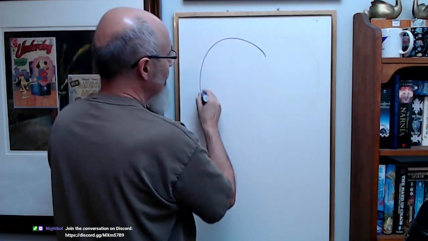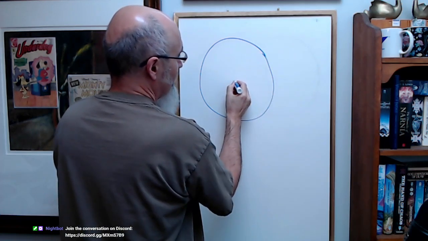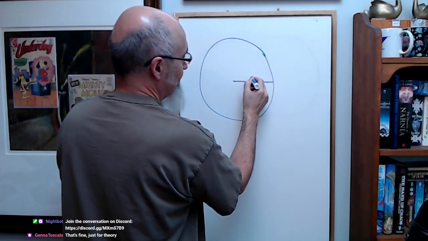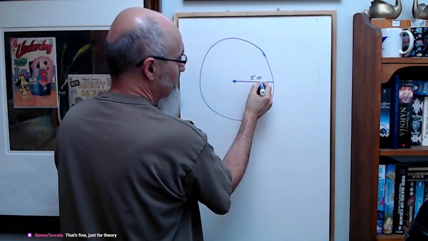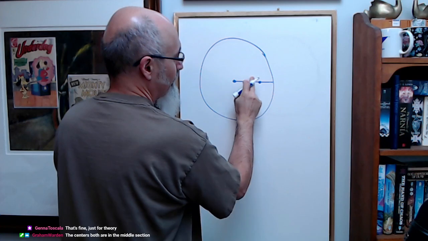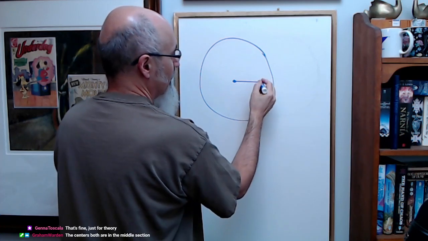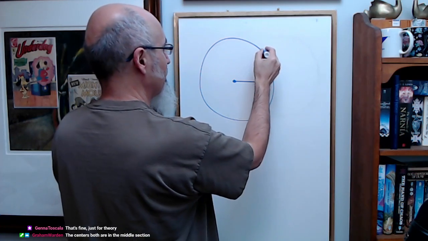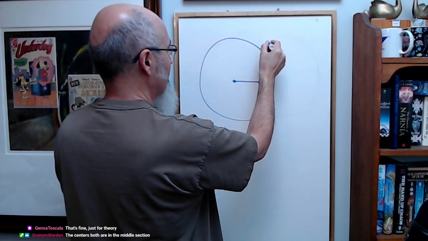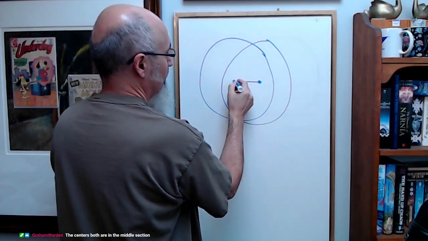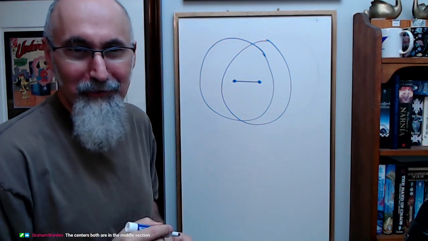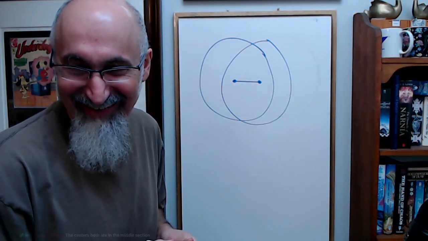So we got a circle. This is 50, right? Now, if the distance between the two circles is 30, the other circle center will be here. So I'm going to erase this. The other circle center is here. I'm going to try to make it around the same size. So it's like this. Crappy circles, by the way.